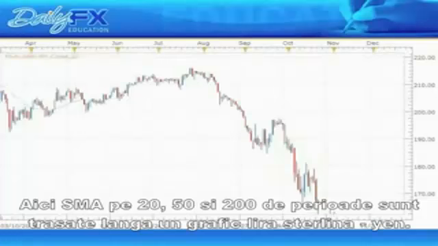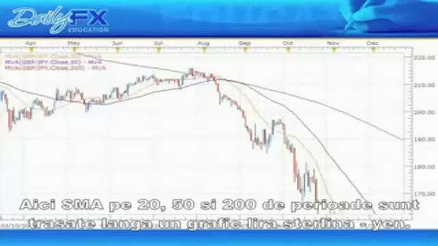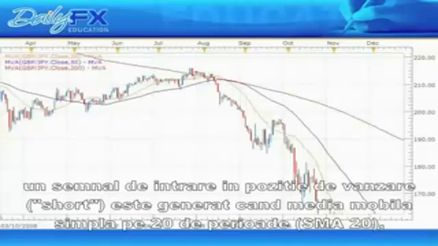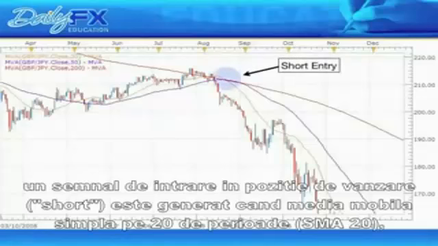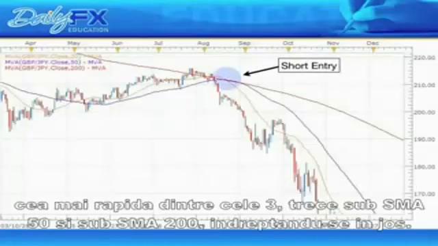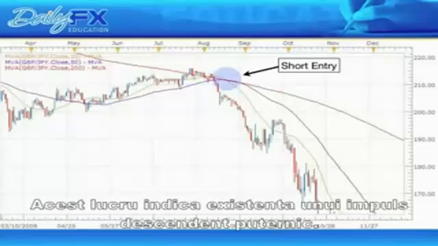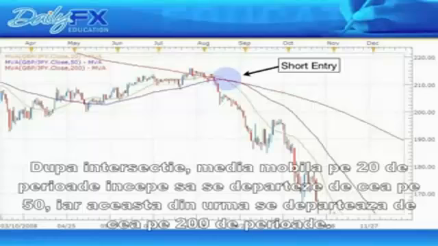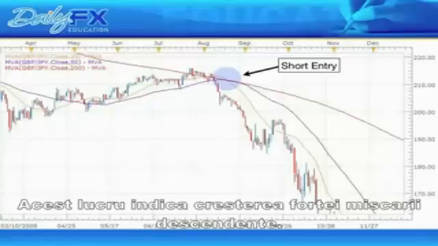Here, the 20-period, 50-period, and 200-period SMAs are on this pound-yen chart. In this case, in a downtrend, a short entry signal is generated when the 20-period SMA, the fastest of the three, crosses below the 50-period SMA and below the 200-period SMA to the downside. That indicates bearish momentum is in place. After the crossover, the 20-period SMA begins to pull away from the 50 and the 200, while the 50 begins to pull away from the 200. This indicates the move is gaining momentum.